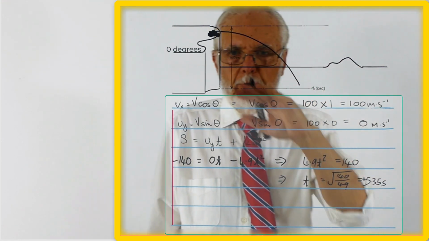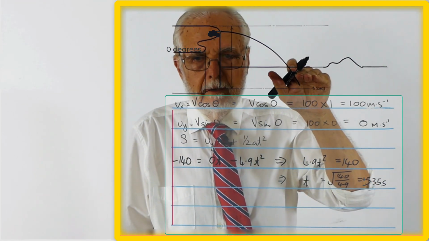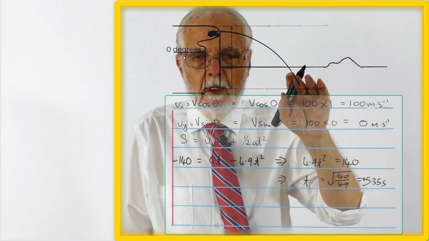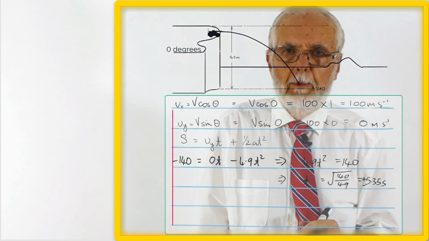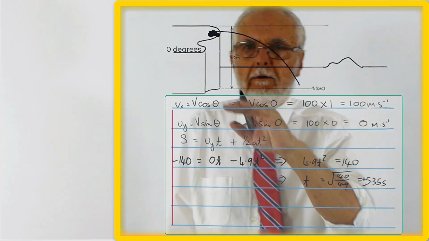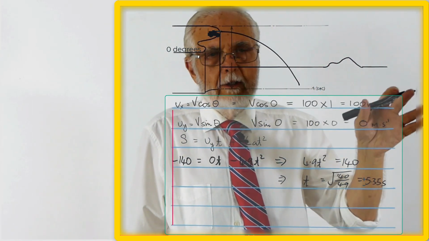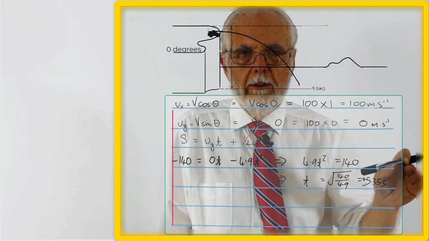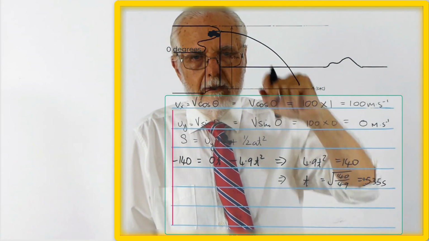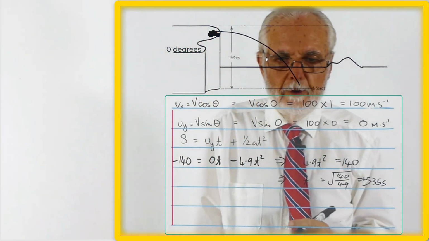Notice it doesn't matter which way the projectile gets to the ground. The time is still going to be the same because the vertical and horizontal components are completely separated from one another. So it can go that way as far as it likes, and it's still going to be 5.35 seconds. Or it can go straight down, and it's still going to be 5.35 seconds.